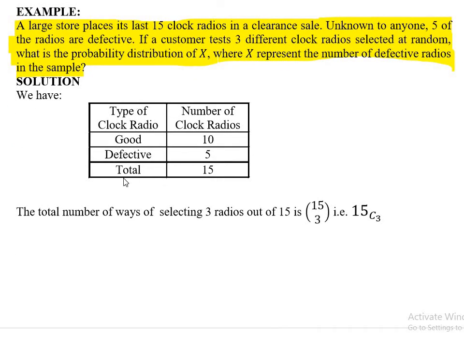We know that there are 15 total radios. 5 are defective, so the remaining 10 are good. They are not defective. So the total number of ways of choosing 3 radios out of 15 is 15C3. We use combination when we pick a sample at random from a bigger lot and the order does not matter here. I'm just interested in 3 clock radios. Which comes first, which comes second, I'm not interested in that. So that's why we are not using permutation, we are using combination, 15C3.